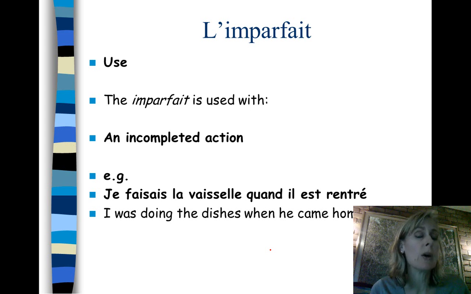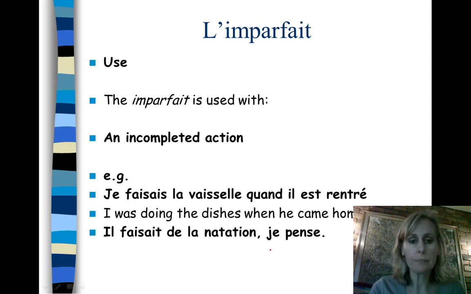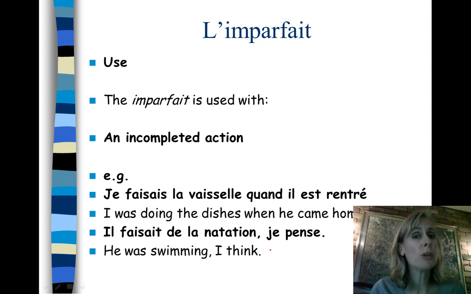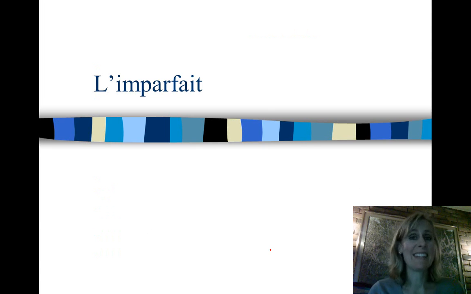Was doing, was verbing. Il faisait de la natation, je pense. He was swimming, I think. This ongoing, this incompleted action. So there we have the three uses, the habit, the description, and the incompleted action. So that's how to form the imparfait and how to use it. Au revoir et à la prochaine fois.